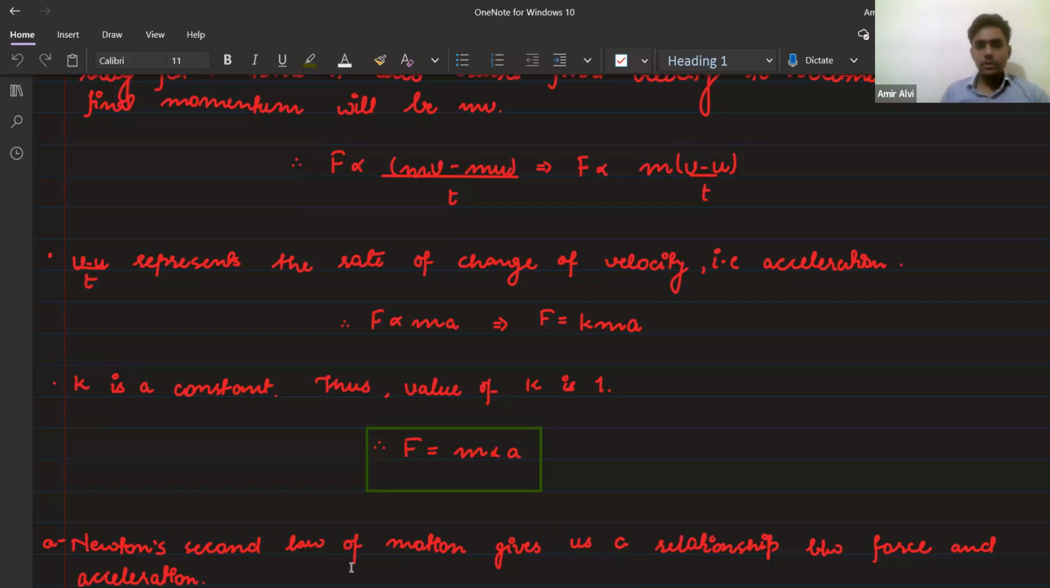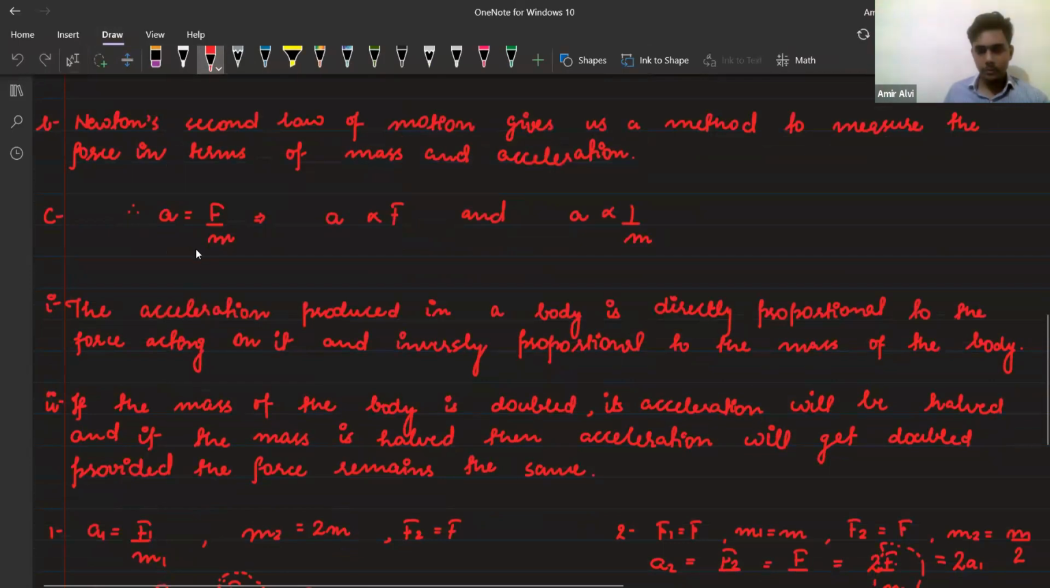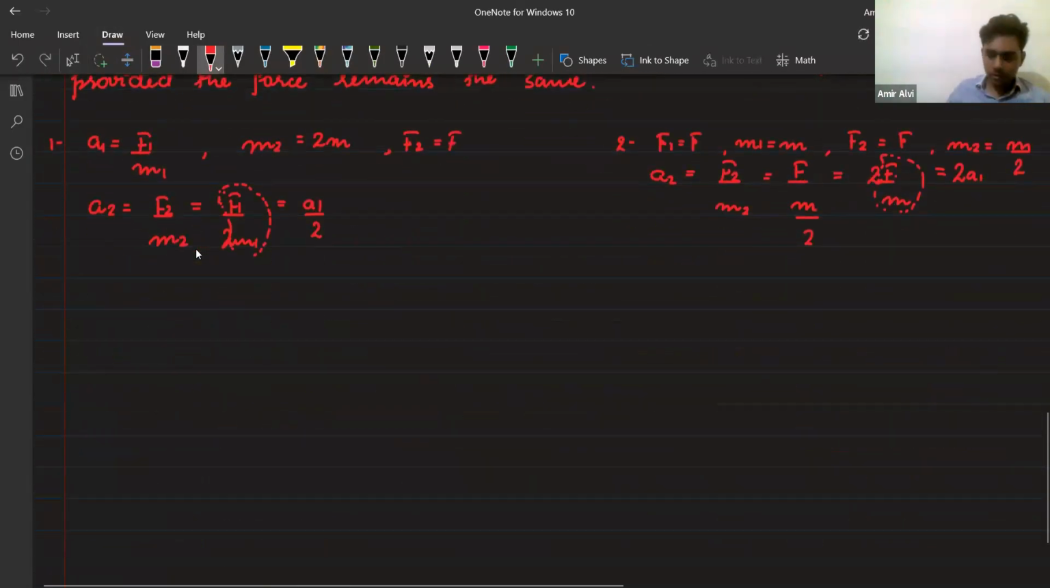Okay, so Arhan, I've just started the class. I was just discussing what we've done so far in the last class. And in today's class, we are going to discuss the conceptual applications of the second law of motion. And along with that, we will do the numericals.